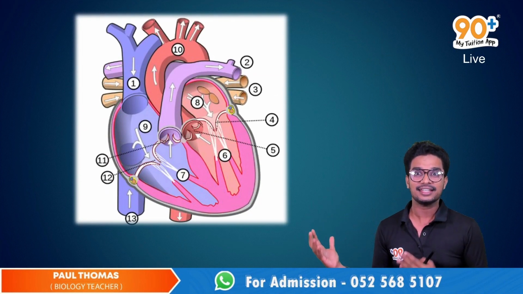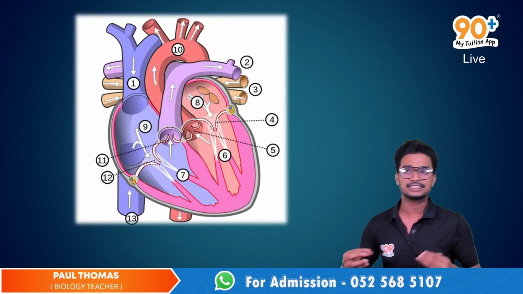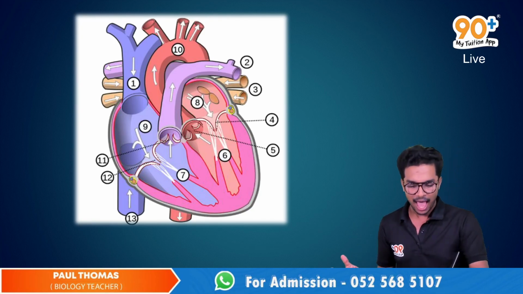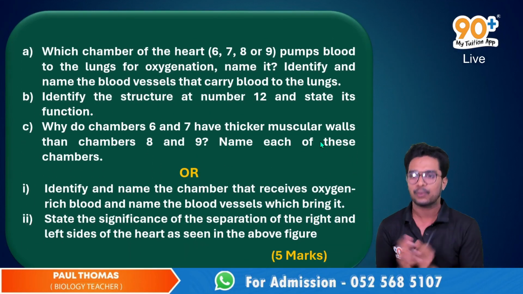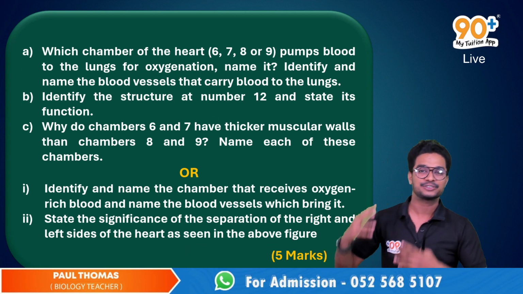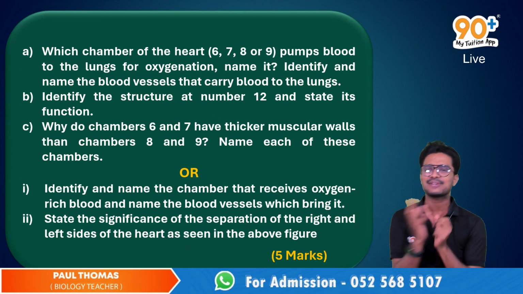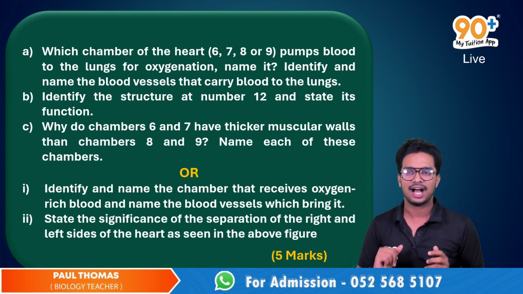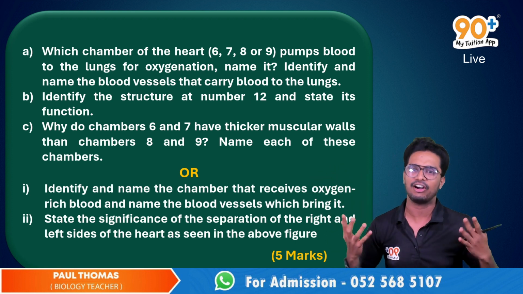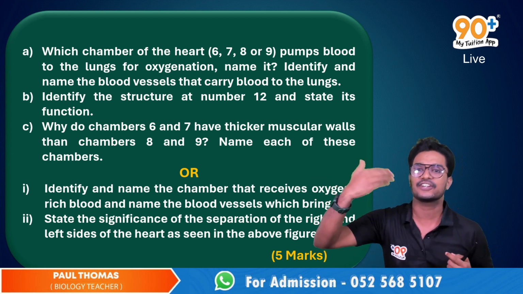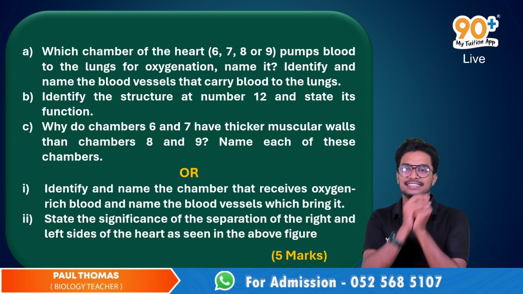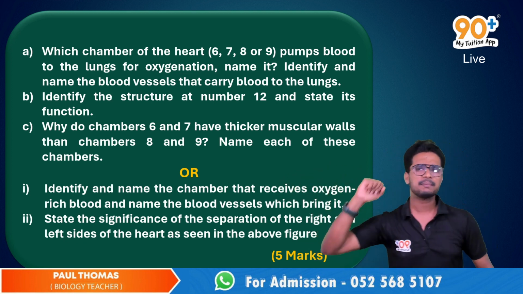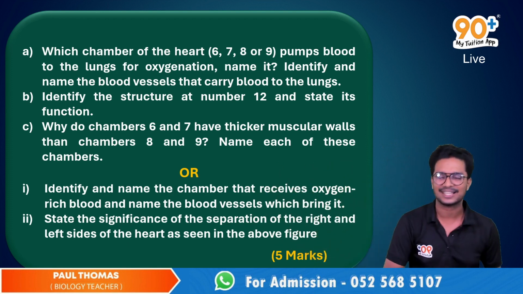So here is the diagram, and they mention some parts using numbers 1, 2, 3, 4, and we need to discuss the question respective to that diagram. The first part, A part, is: which chamber of the heart, that means 6 or 7 or 8 or 9, pumps blood to the lungs for oxygenation, and name it. And the sub part of that question is: identify and name the blood vessel that carries blood to the lungs. Okay, it's very simple.